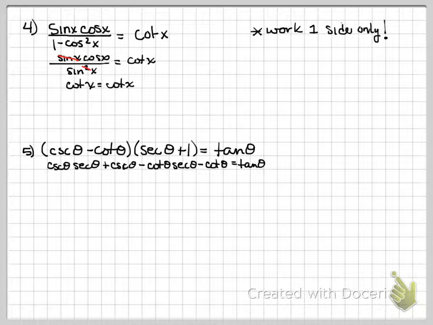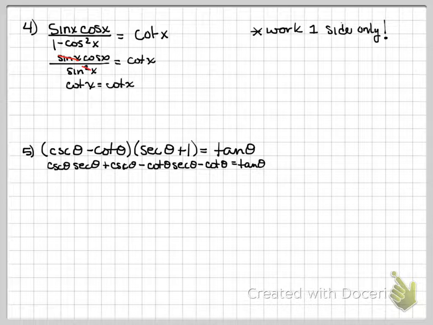Okay, so once you multiplied it out, you've got cosecant theta times secant theta plus cosecant theta minus cotangent theta secant theta minus cotangent theta equals tangent. Kind of looks like a mess. I have no squares, so I can't use any of my regular identities yet. But what if I changed everything to sine and cosine? And that is one of the options that you have, is you can change things to sine and cosine.